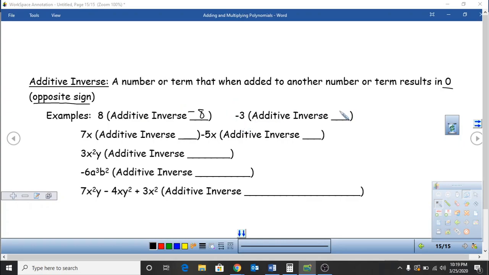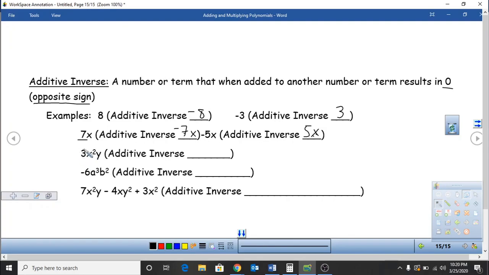Let's look at negative 3. If we apply the same rule, I just have to think, what's the opposite of negative 3? It's just a positive 3, or a plus 3. So the additive inverse of negative 3 is just a positive 3. What if it says something like 7x? What signs do I need to flip? All you have to flip is the sign of the coefficient, so just the 7. You don't need to turn the x negative, just change the value of the coefficient, or the first number. So the additive inverse of 7x is negative 7x. Likewise, the additive inverse of negative 5x would be a positive 5x because it's the opposite.